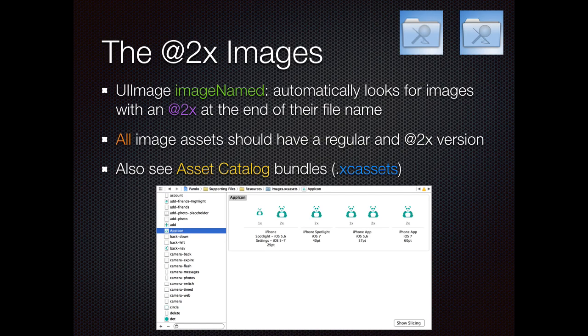So these were called at2x images. The reason why they were called at2x was because if you had an image named icon.png and you wanted to have a version of that icon that was displayed on Retina screens at a greater size, you just called it icon@2x.png. And the UIImage class would automatically find the appropriately named image when you called UIImage named.